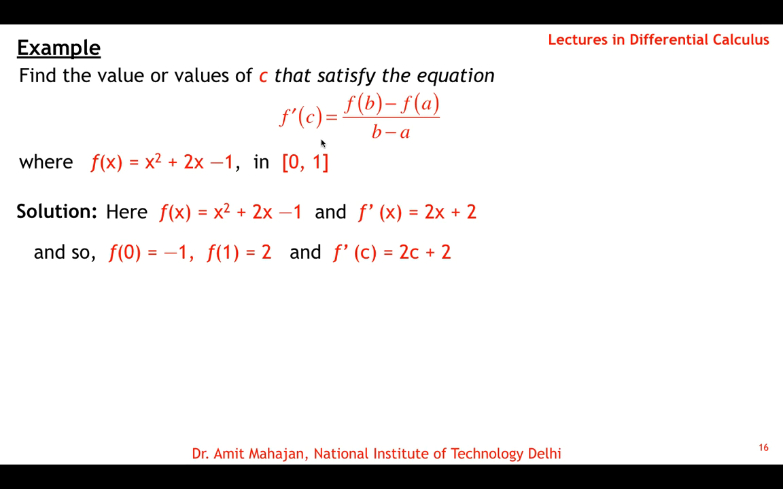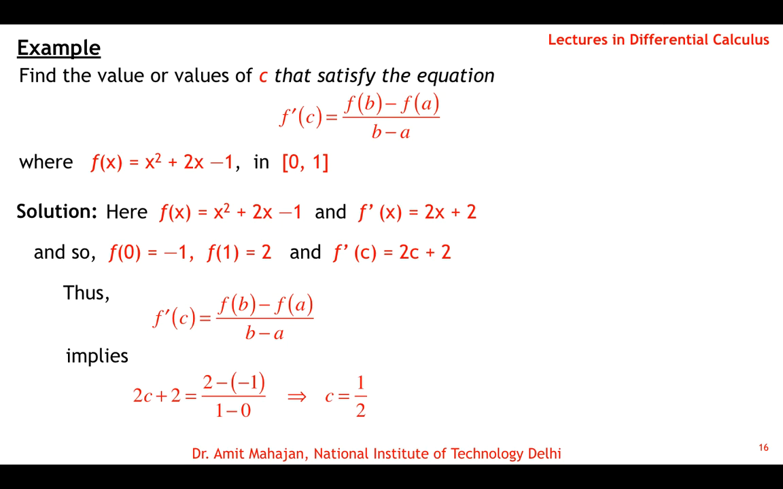Okay, and then if there is a point c inside 0 and 1, then f dash c will be simply 2c plus 2. So if we substitute all these values back here, we can calculate the point c. So 2 plus 2c plus 2 on the left hand side as f dash c, and fb is 2, f of a is -1, and b minus a is 1 minus 0, which is 1. So we can easily substitute all the values here, and we can calculate c. So c is half.